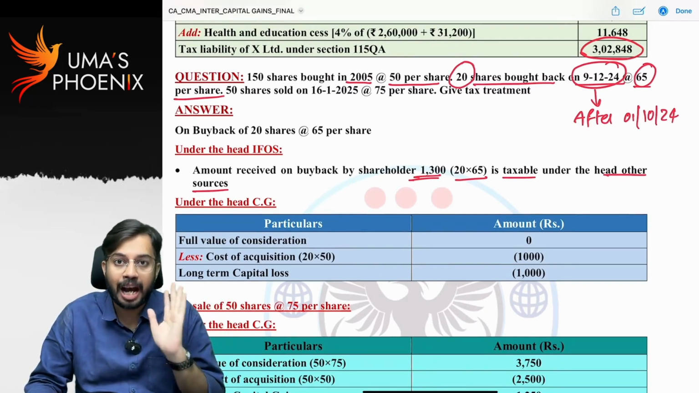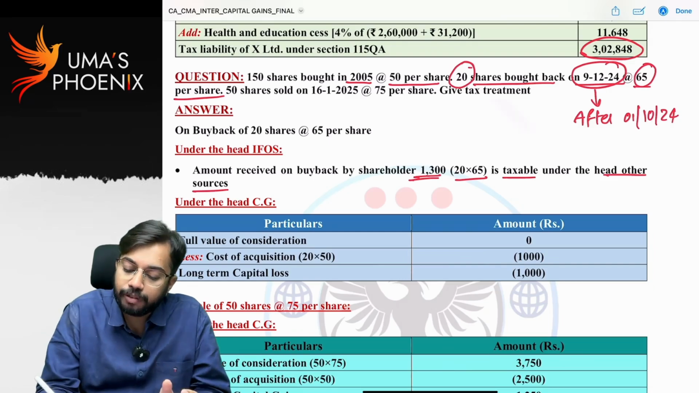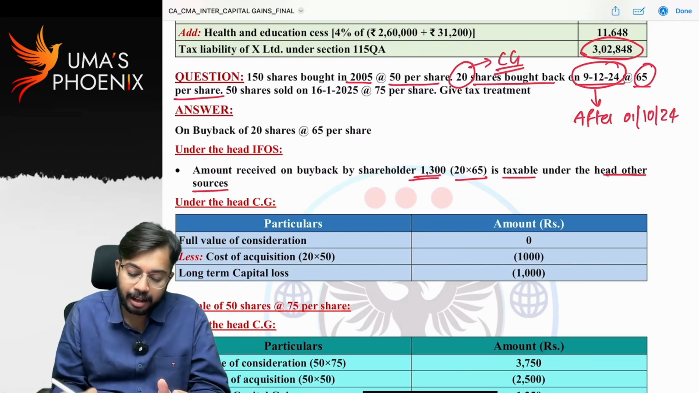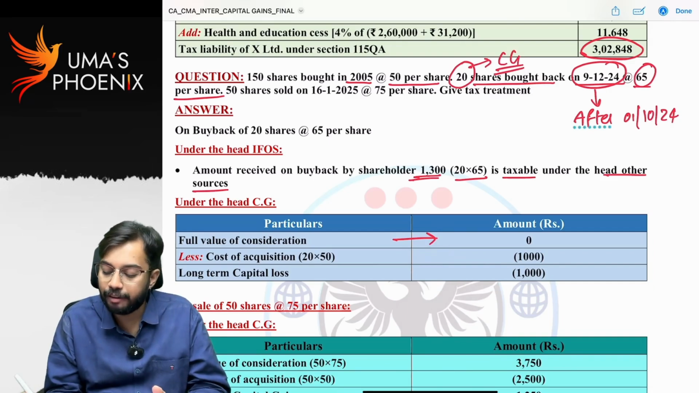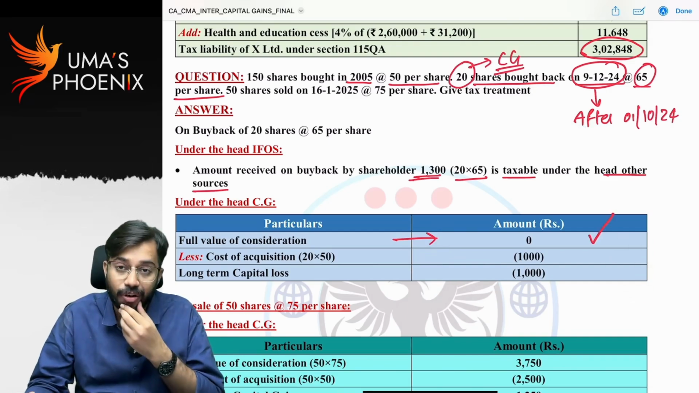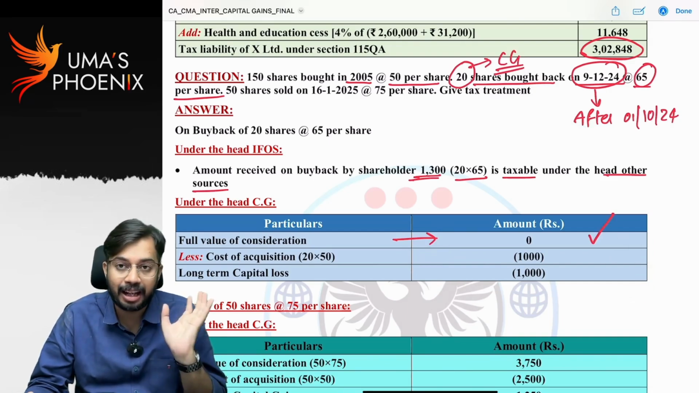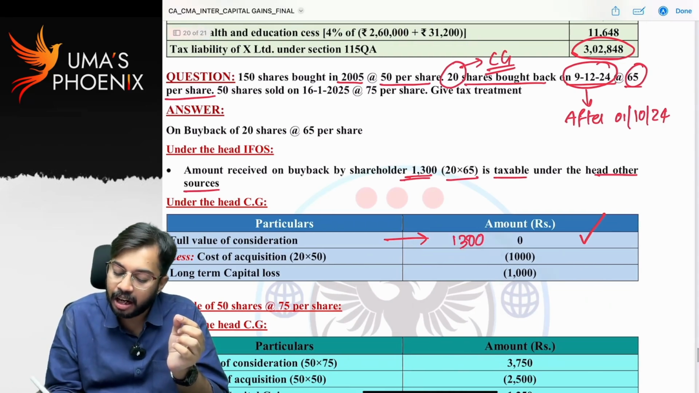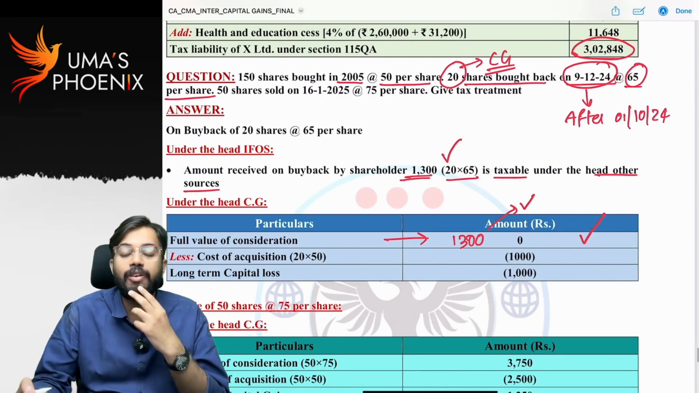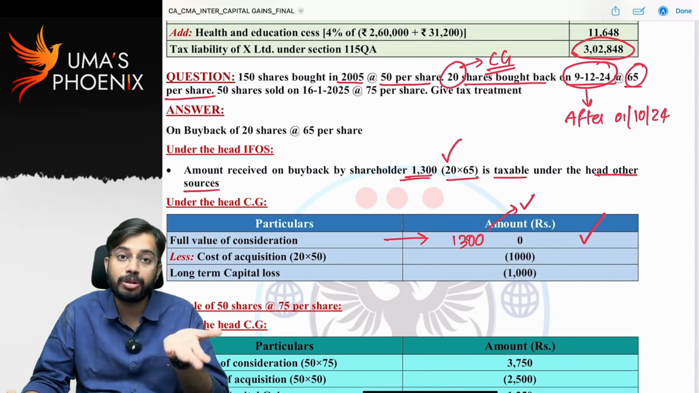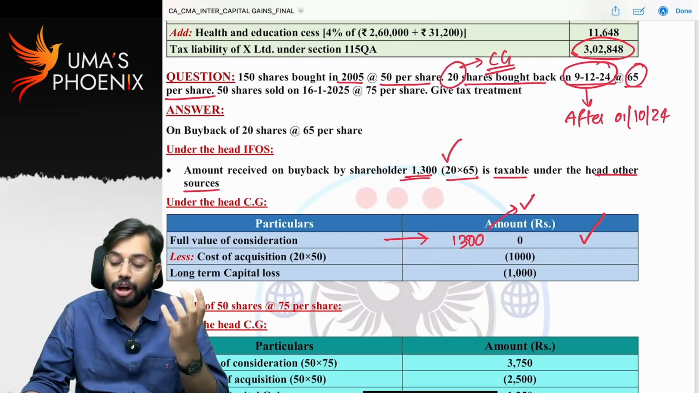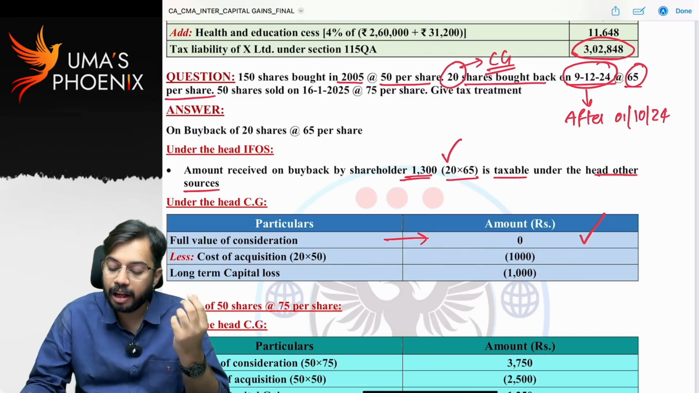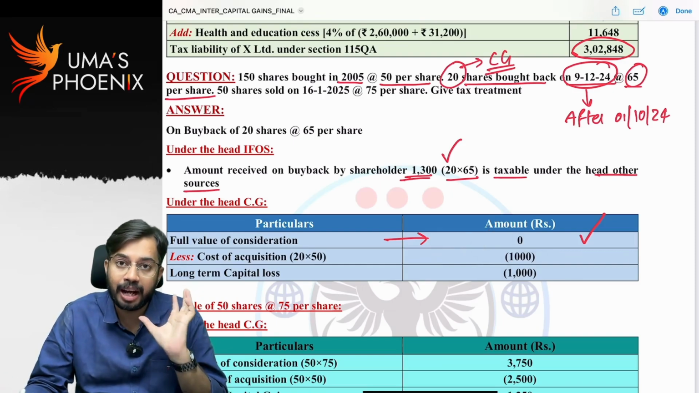And we also need to calculate capital gains. So on 20 shares bought back, we need to calculate capital gains. What I said, full value of consideration is taken as 0. Why? To prevent double taxation. If you take 1300 as capital gains, 1300 will get taxed under capital gains. It will also get taxed under other sources. It amounts to double taxation. So to prevent double taxation, full value of consideration we have to take as 0.